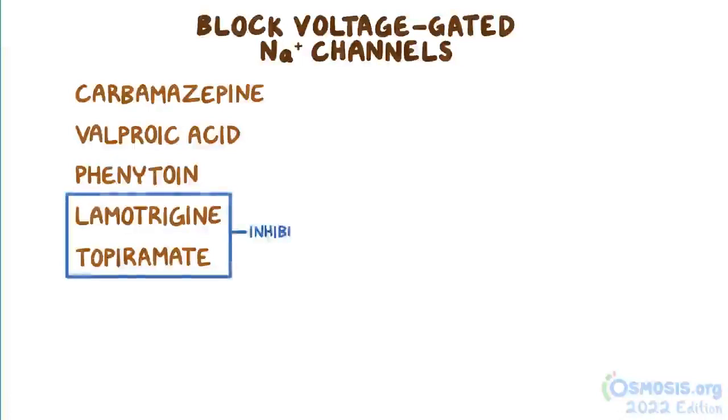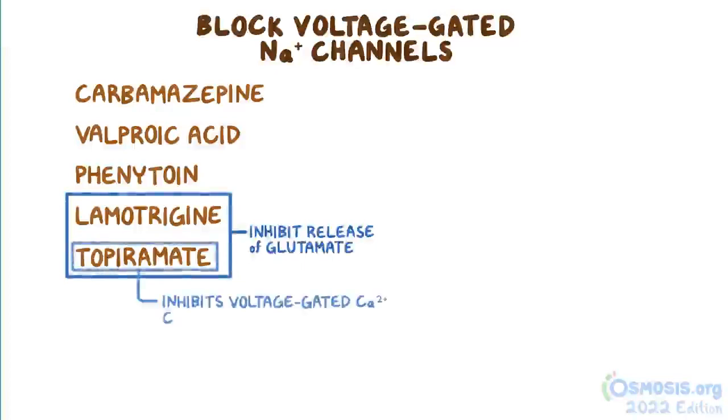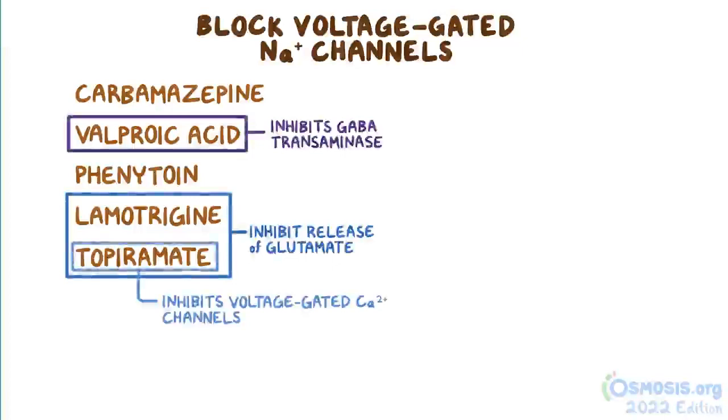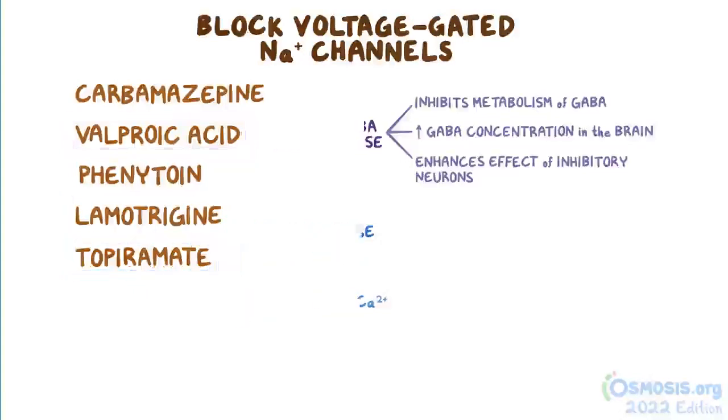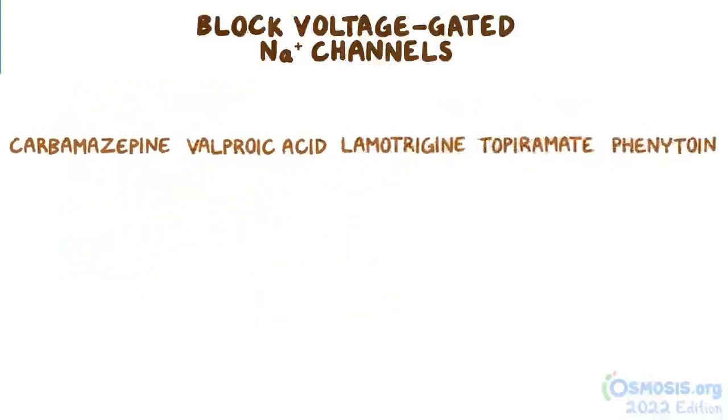Lamotrigine and topiramate inhibit the release of glutamate, and topiramate also inhibits voltage-gated calcium channels. Valproic acid inhibits GABA transaminase, which is an enzyme that breaks down GABA in the inhibitory neurons. So valproic acid inhibits the metabolism of GABA, increases GABA concentration in the brain, and enhances the effect of inhibitory neurons.